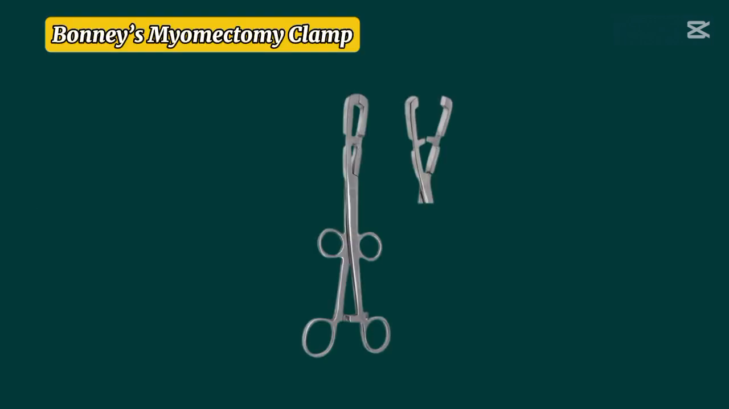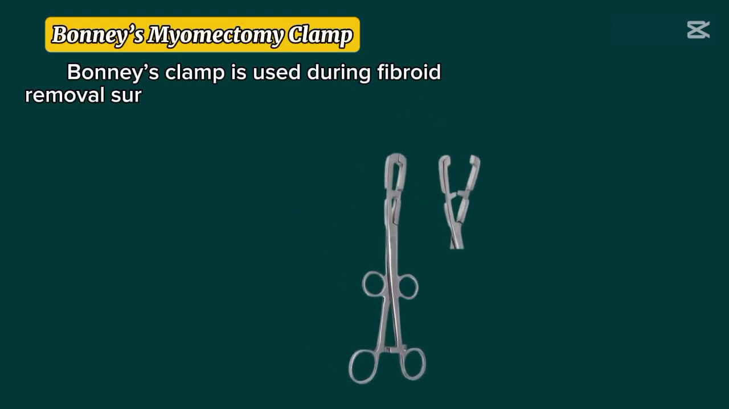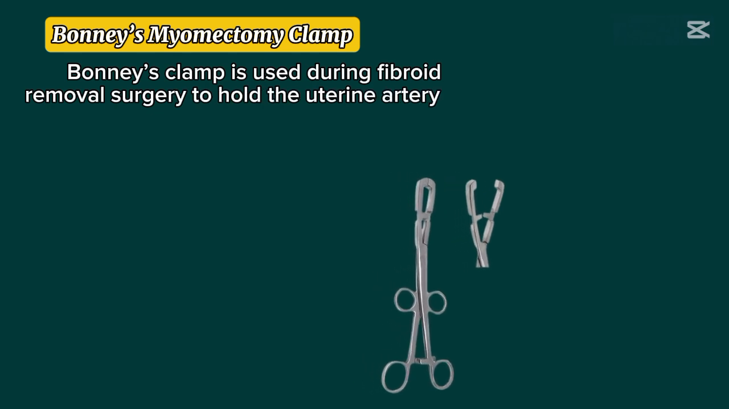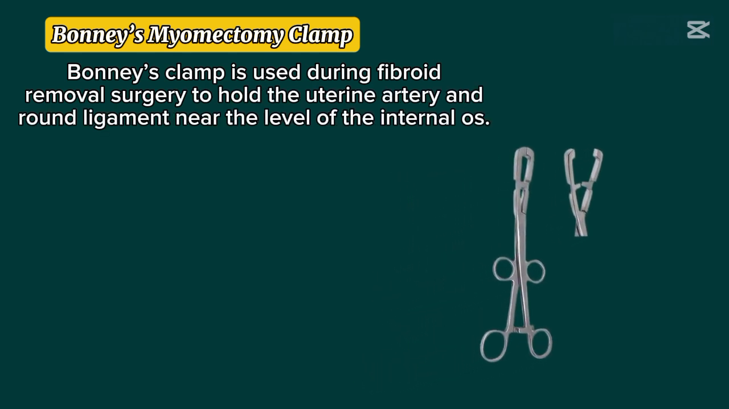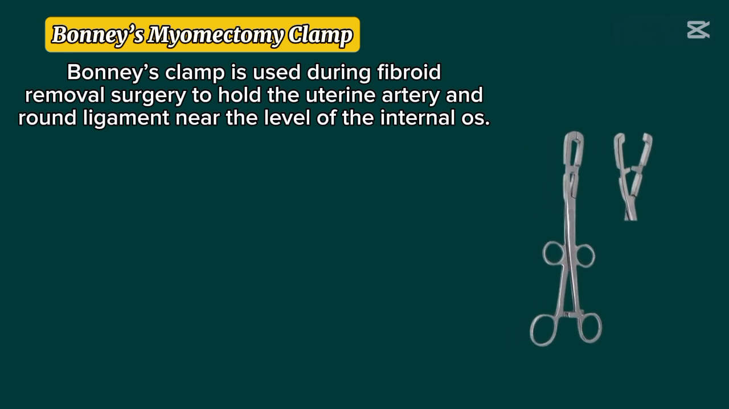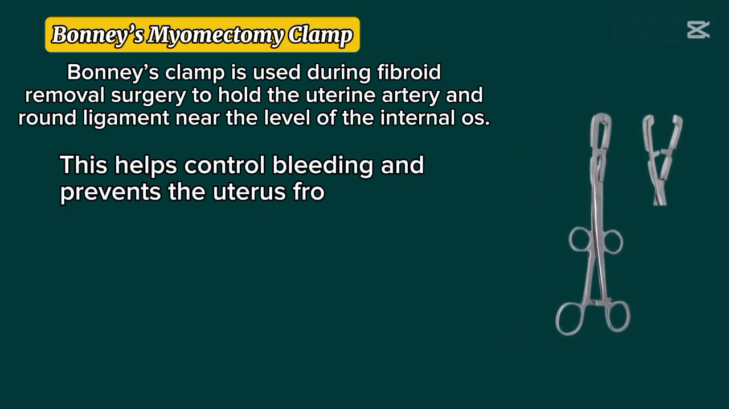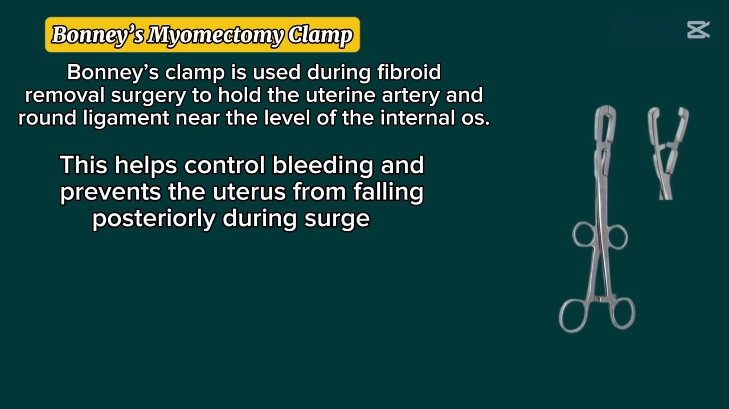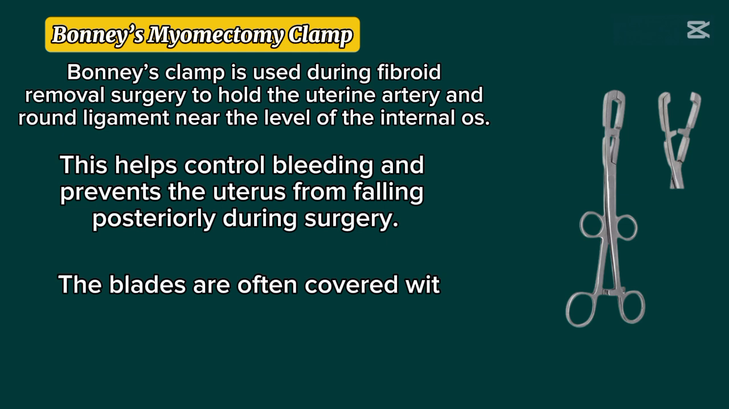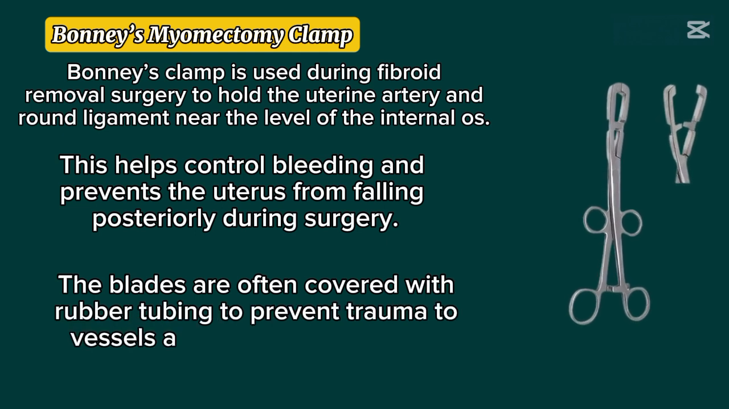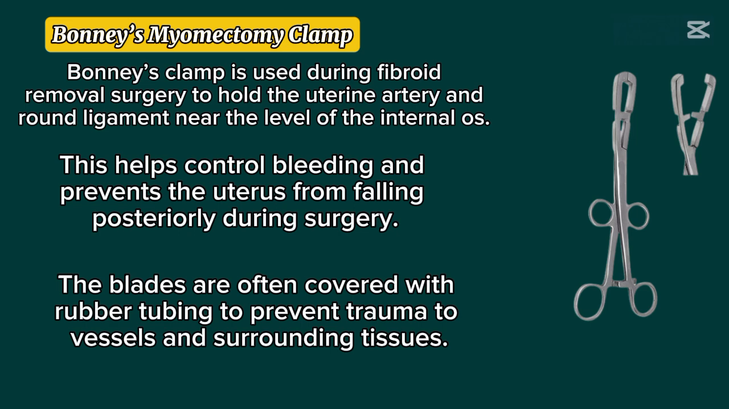Bonney's Myomectomy Clamp. Bonney clamp is used during fibroid removal surgery to hold the uterine artery and round ligament near the level of the internal os. This helps control bleeding and prevents the uterus from falling posteriorly during the surgery. The blades are often covered with rubber tubing to prevent trauma to vessels and surrounding tissues.